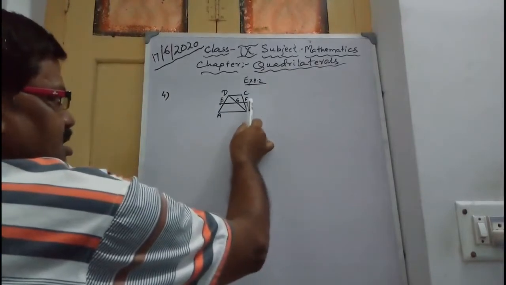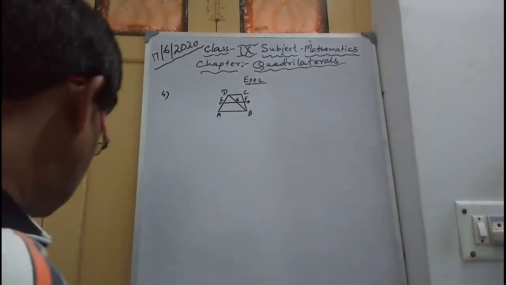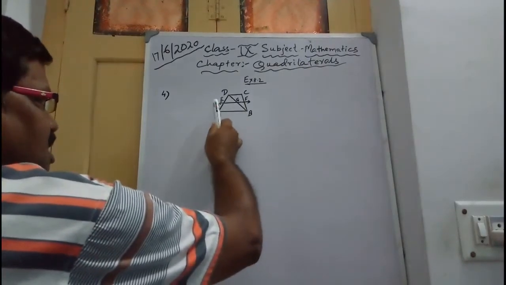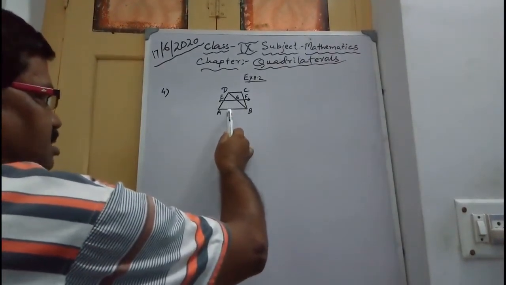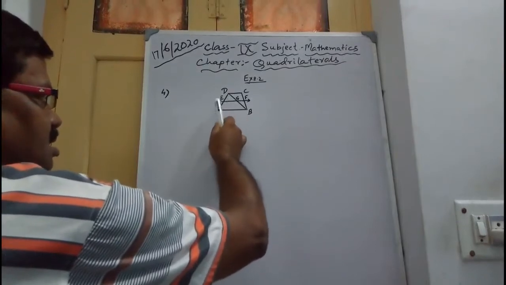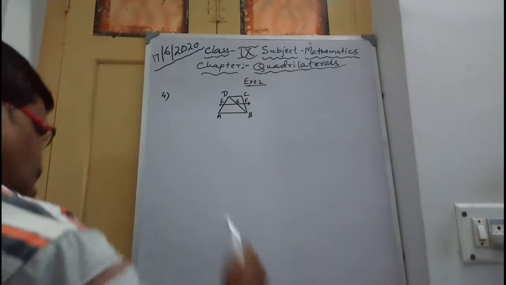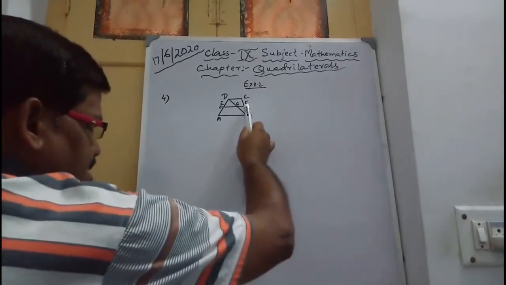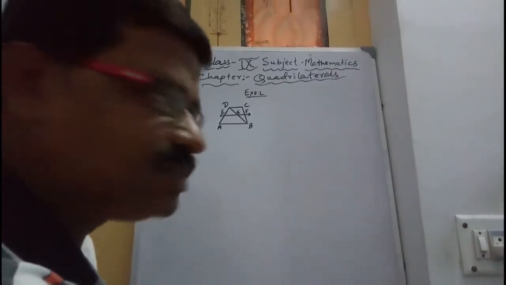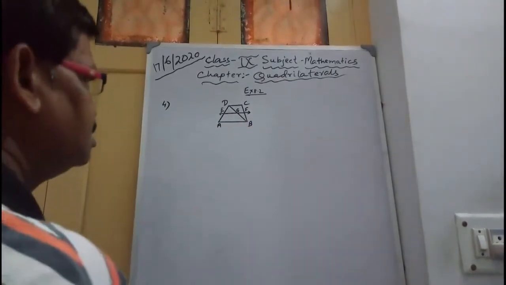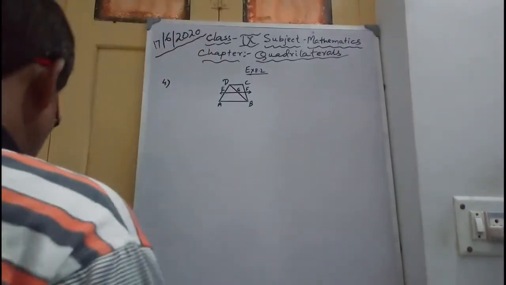So this is the construction part. That means a line is drawn through E parallel to AB or CD, intersecting BC at F and BD at G.